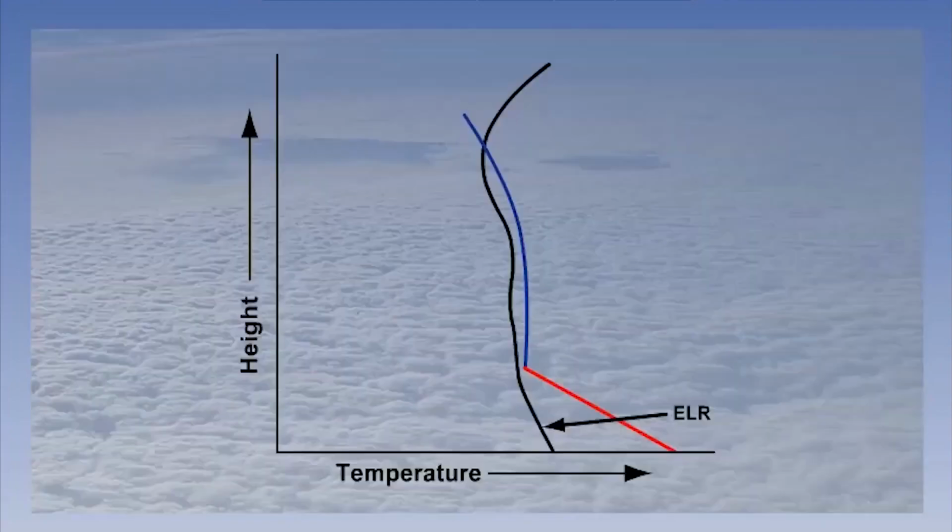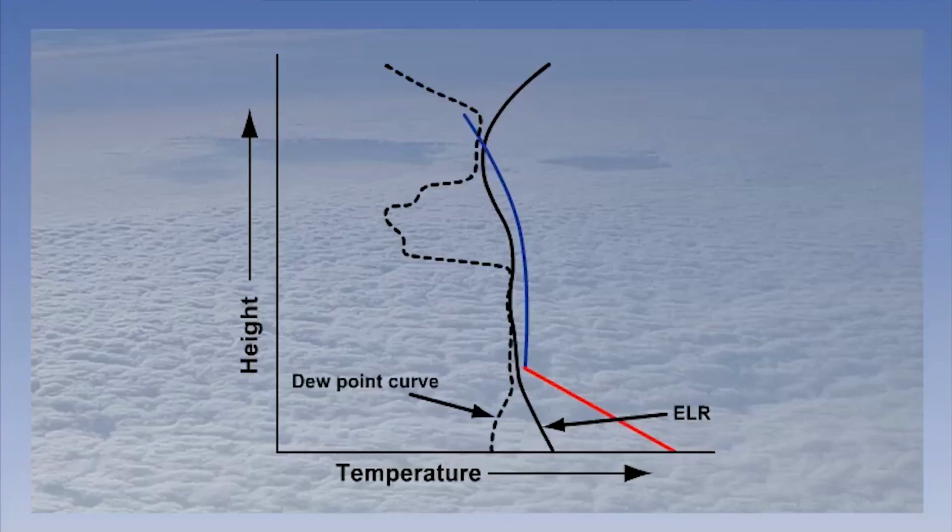Let's consider our temperature height graph again. If, on our graph, we introduce another line, called the dew point curve, to go with the ELR, or environmental lapse rate, it might look something like this. These two curves together show us how moist the air is, and are typical measurements that are taken by a weather balloon. If they are close together, the atmosphere is very humid.